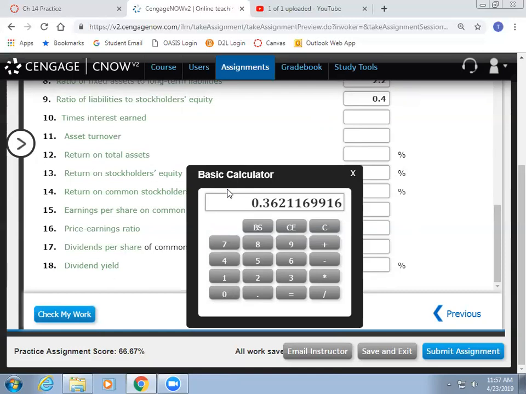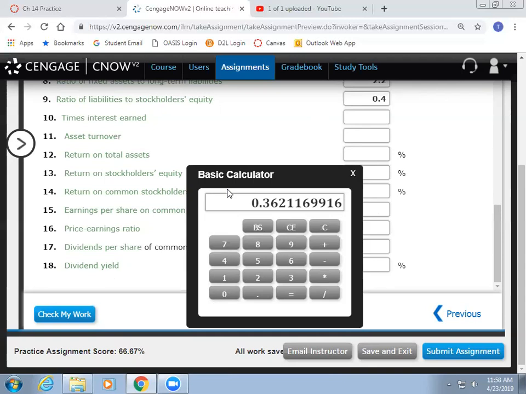So I'm just going to look at them, see if there's any that are tricky. Times interest earned, is it still solvency? They give you the formula. It's really straightforward. I don't think you'll have any problems with that. And then your profitability ratios.